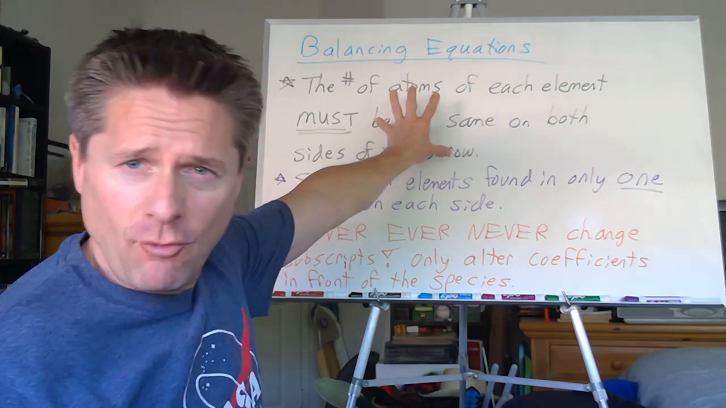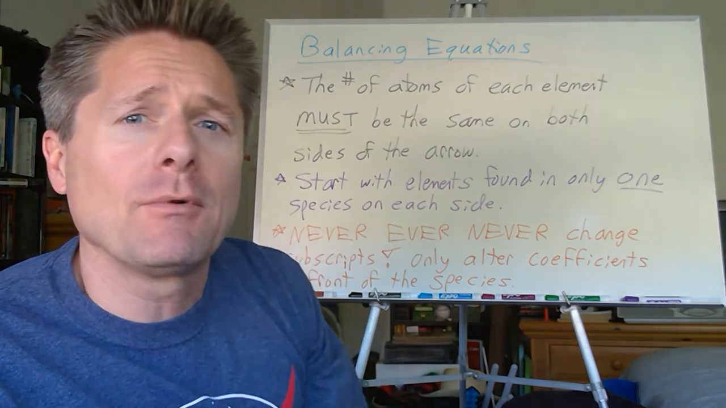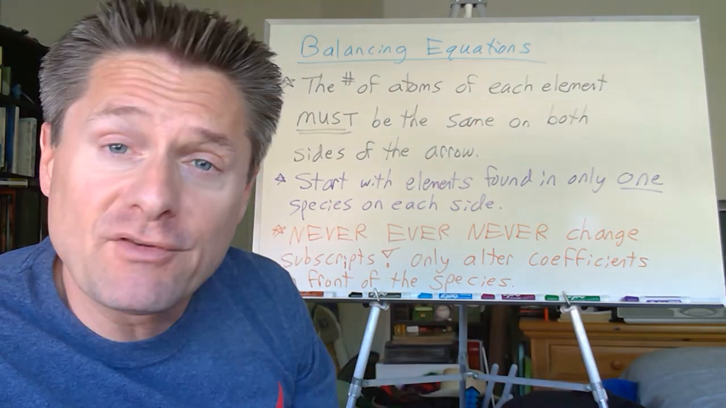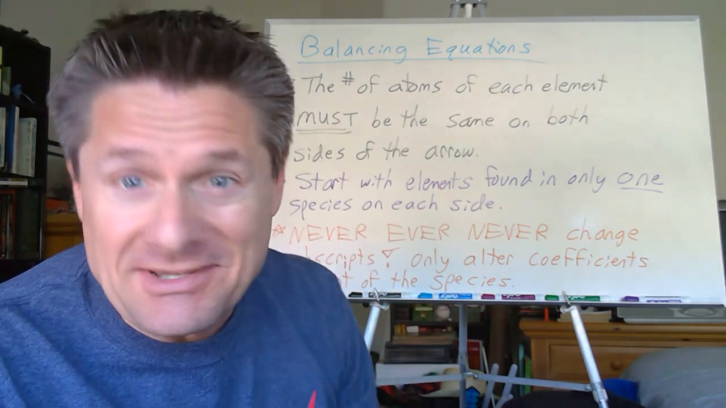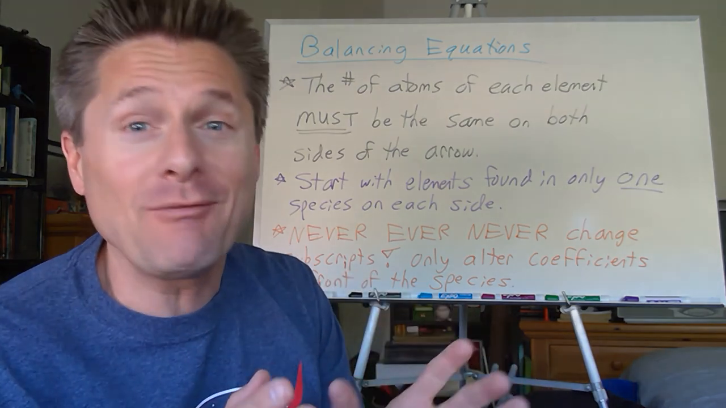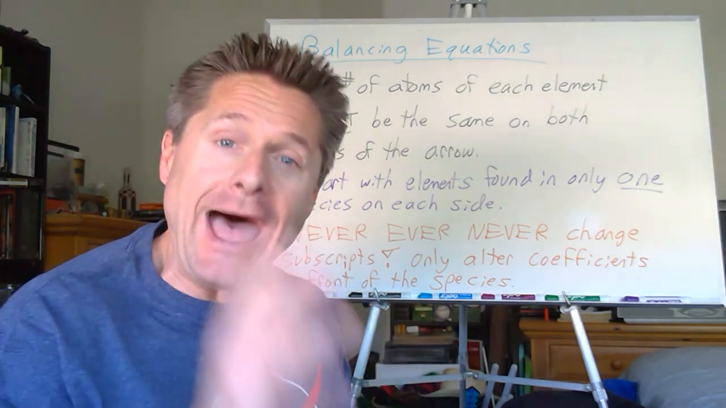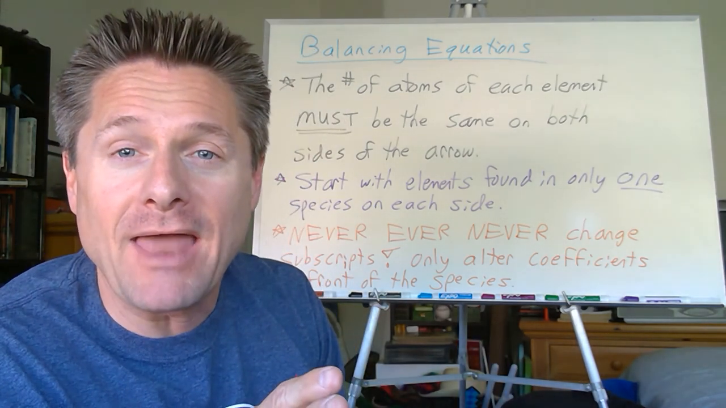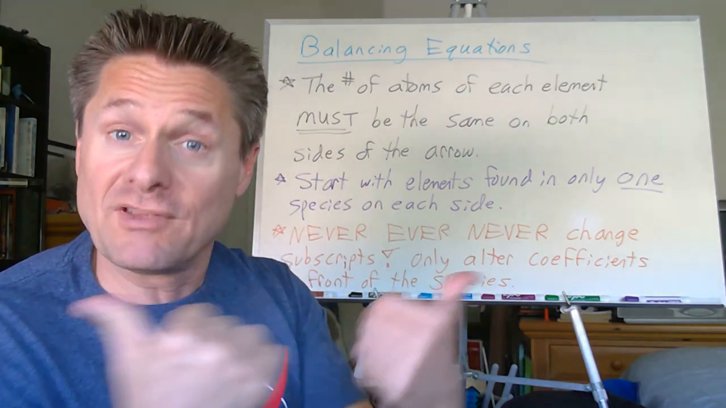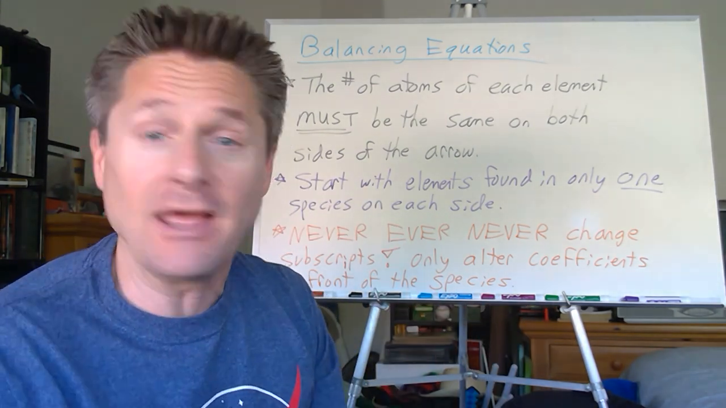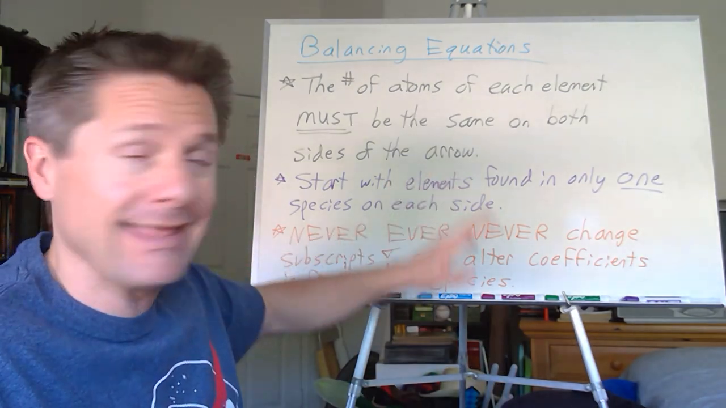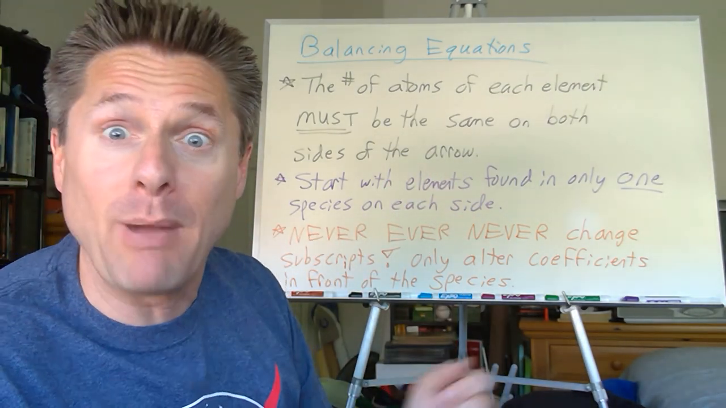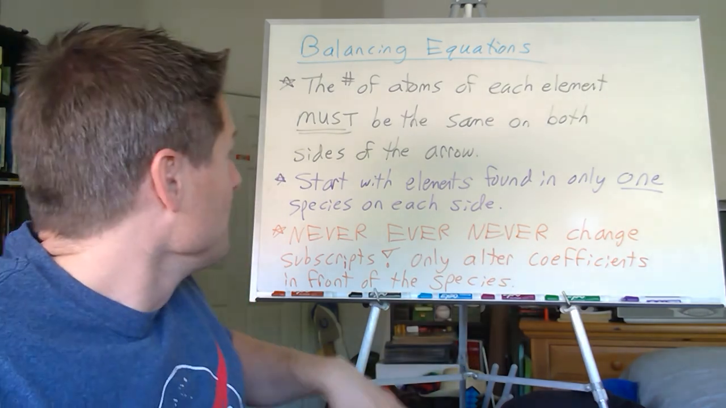So again, first and foremost, when you're balancing a chemical equation to obey the law of conservation of mass, the number of atoms of each element has to, no exception, my friends, this is the law of the land in chemistry. You have to have exactly the same number of atoms of each element on both sides of the arrow, on the reactant side and product side. Otherwise, you're disobeying the law of conservation of mass. It can't happen. Right? Again, atoms can't just disappear and pop out of existence or pop in from nowhere.